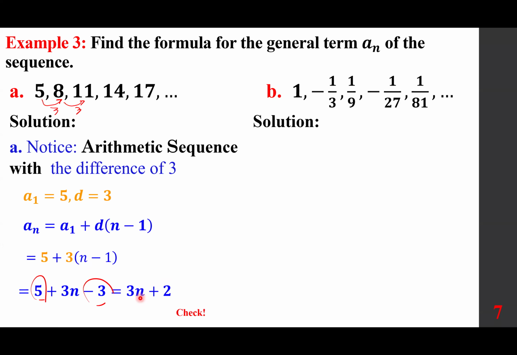So check it out. If I replace the n with 1, do I get the first term 5? Yes. If I change the n to 2, 3 times 2 plus 2, do I get 8? Yes. 3 times 3, 9, and 2, 11. I just check, everything works out, and that's how you should do that. You must check your work. I can't emphasize this enough, everybody.